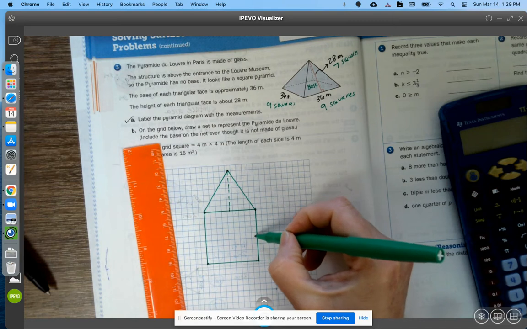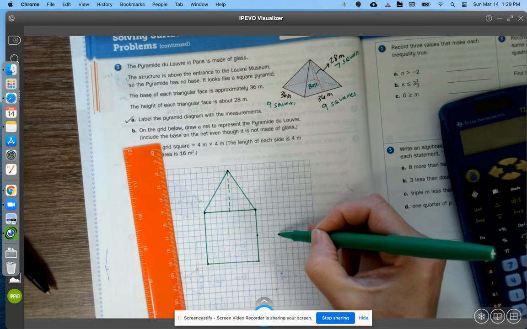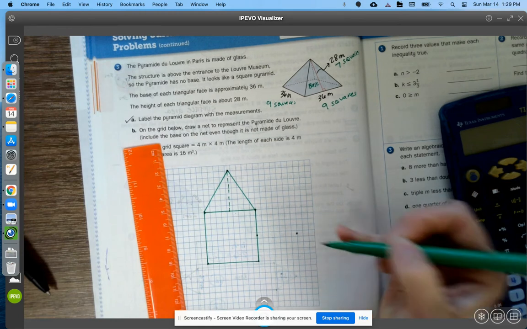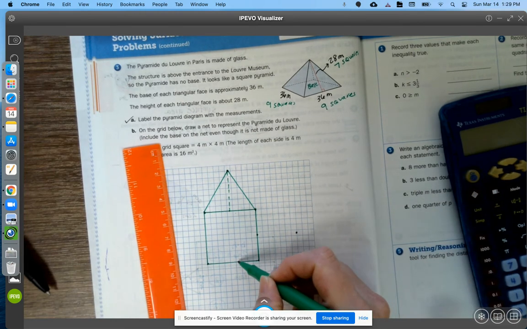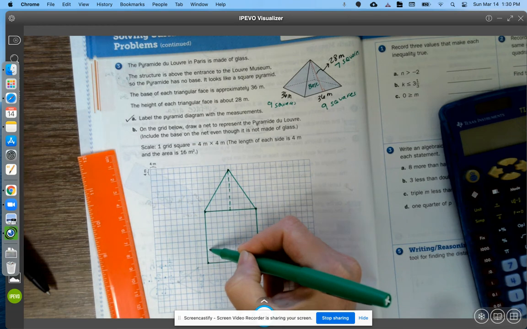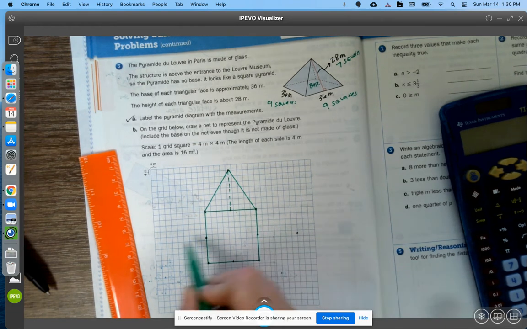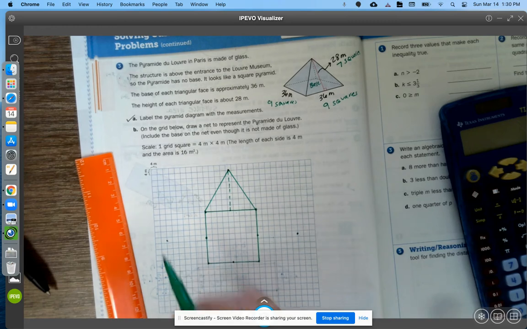1, 2, 3, 4, 5. So there's the center, and then we're going to go out 7 squares. 1, 2, 3, 4, 5, 6, 7. I'm going to do all of those, then I'll draw them. 1, 2, 3, 4. There's the 5th one. And then 1, 2, 3, 4, 5, 6, 7. Then 1, 2, 3, 4, 5. There's the 5th one, and we'll go out 7. 1, 2, 3, 4, 5, 6, 7.